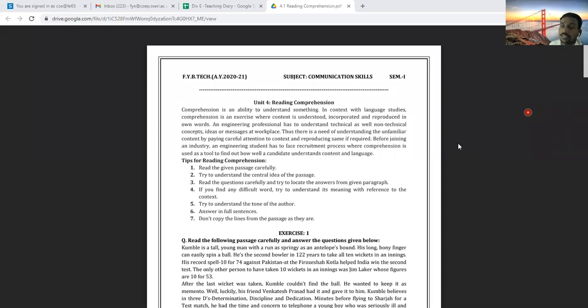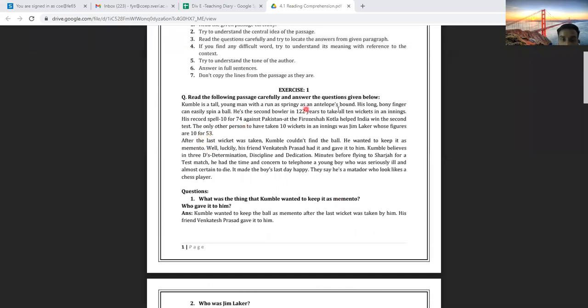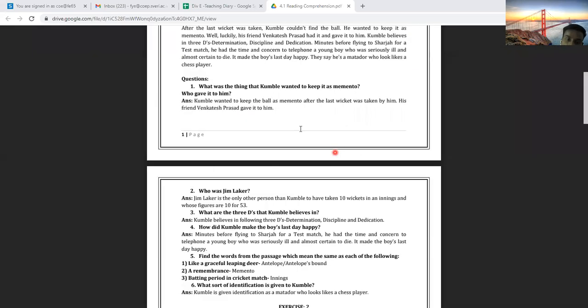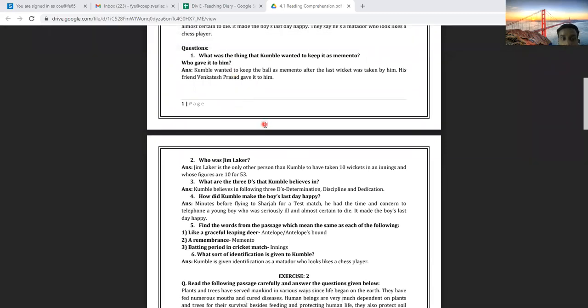Okay. For your exercise, some passages are given here. So you will just see those passages here. Exercise first is about Anil Kumble. So you just read this passage, and here some questions as well as answers are also provided to you. Okay.